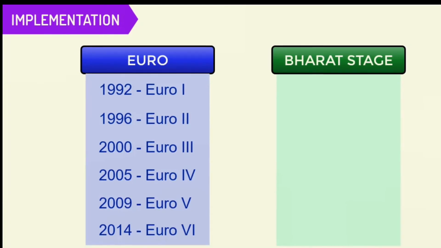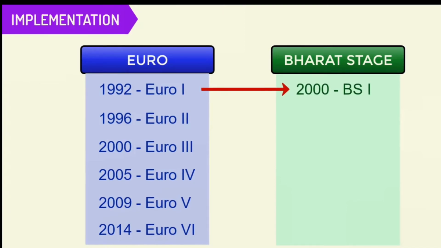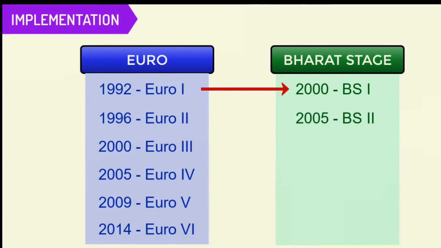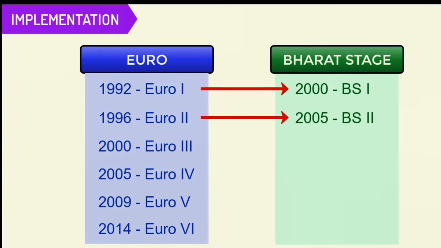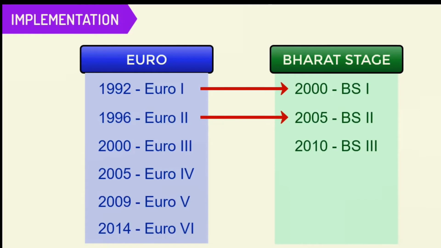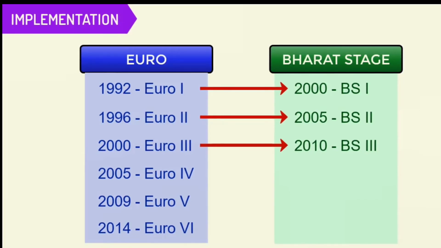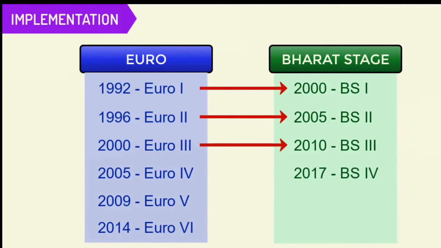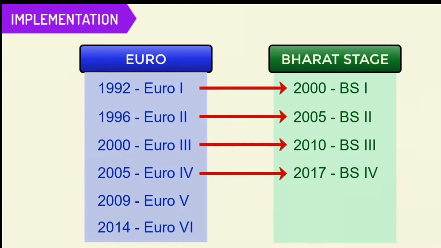Euro 1 norms had been directly copied in India in the year 2000 and named as Bharat Stage 1. In 2005, Bharat Stage 2 was implemented and the reference was taken from Euro 2 standards. After 5 years, in 2010, Bharat Stage 3 was implemented and the reference was taken from Euro 3. Currently, in India, BS4 is implemented; it was started in 2017 and the reference was taken from Euro 4.